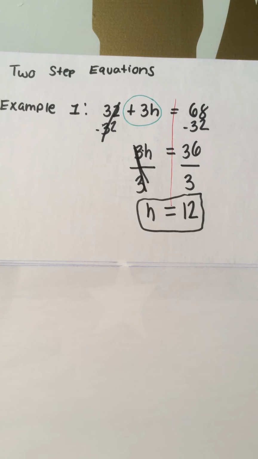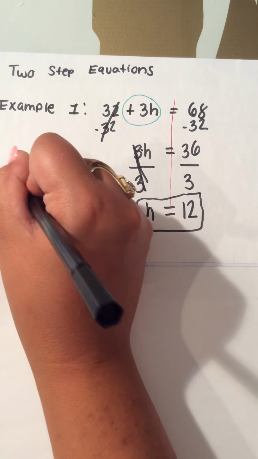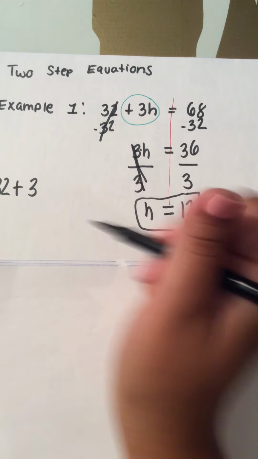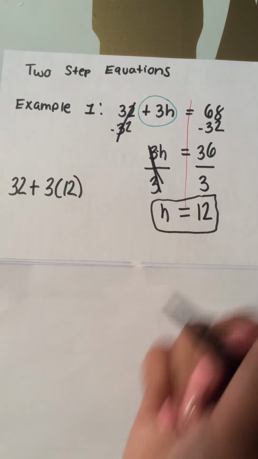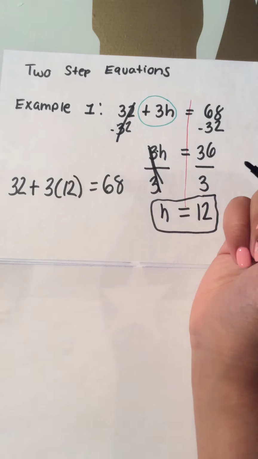Okay, so I got it. One thing I suggest is that you double check it. You can type it in your calculator. So I would do 32 plus 3, and instead of writing an h, I'm going to substitute that 12. Sorry, that's off the camera. And I'm going to see, does this equal 68?